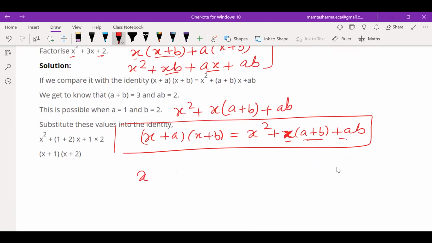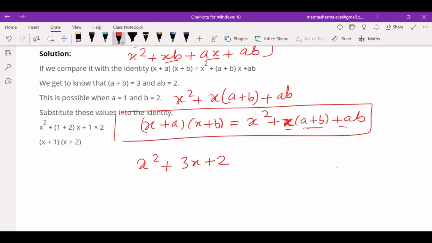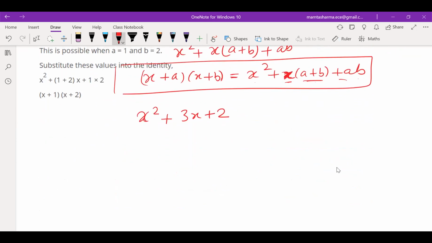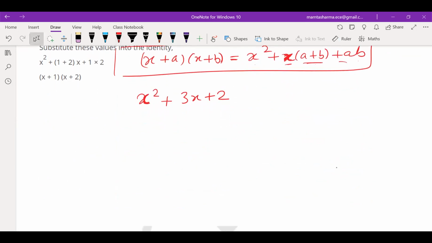Let's see one question. If I give you x square plus 3x plus 2, factorize this expression. How will you factorize? Now tell me. Ma'am, using the same property you told, x plus a into x plus b, the factorization method. Yes. Why can't you apply the identity?